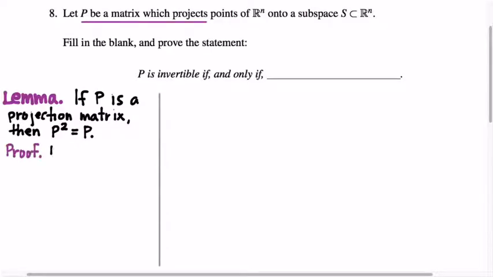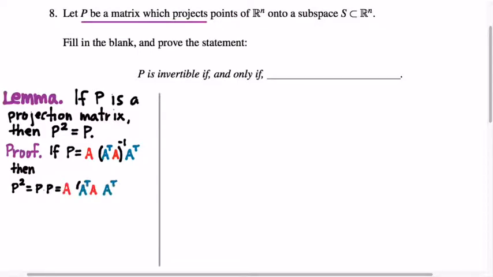Here's the proof. Using the projection matrix formula, P is equal to A times the inverse of A transpose A times A transpose, we can directly compute what P squared is. It's equal to P times P. And by definition, each of those P's has the projection matrix form. So we end up with this big expression.